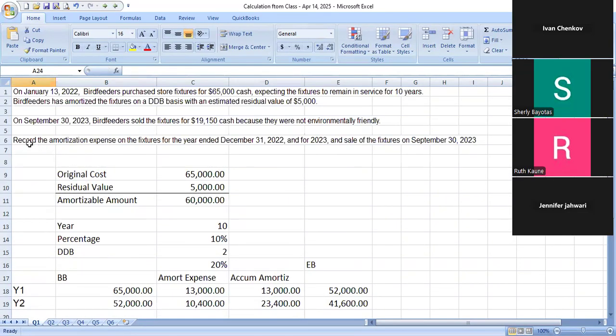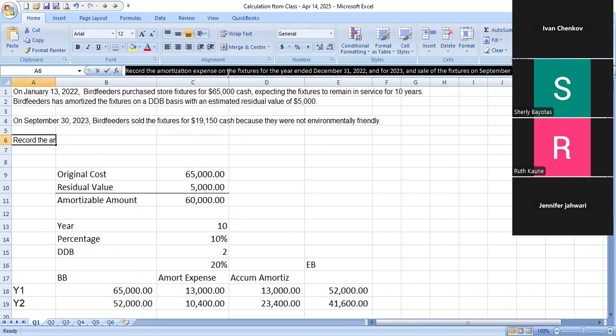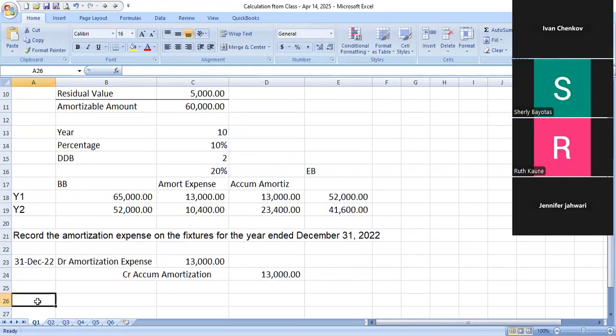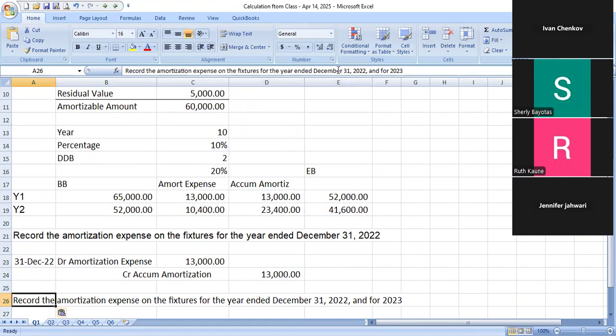Next thing, we have to record the amortization expense of the fixture for 2023. No, not at the end of 2023, for 2023. So let's do this: amortization expense for 2023.